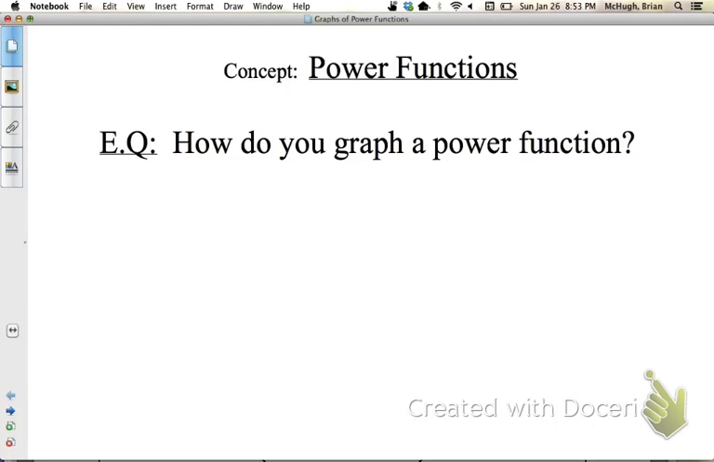Today's lesson is on power functions, and we want to answer the essential question, how do you graph a power function? And in order to answer the graphing part of it, we have to learn what a power function is, which we'll do in just a second. But before that, we need to be reminded of a concept we've already learned, and that is what a monomial function is, and what a monomial function looks like.